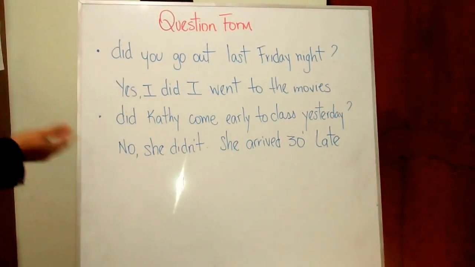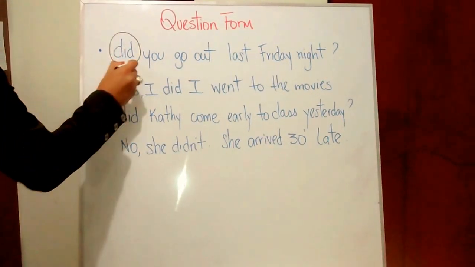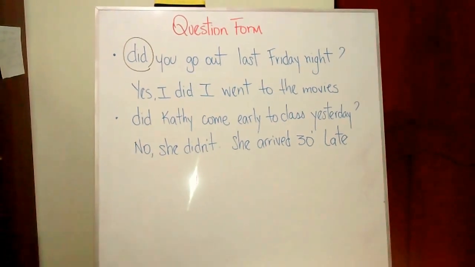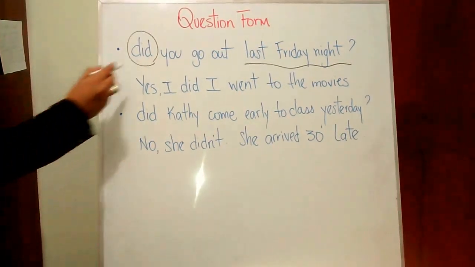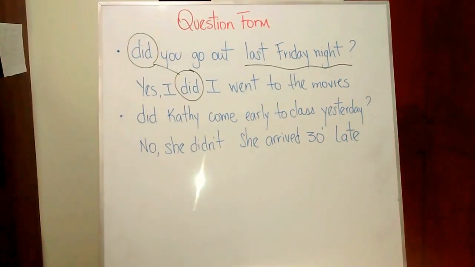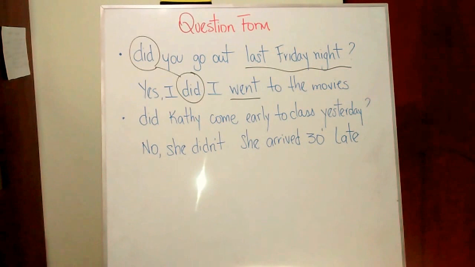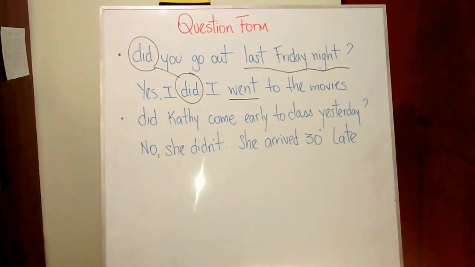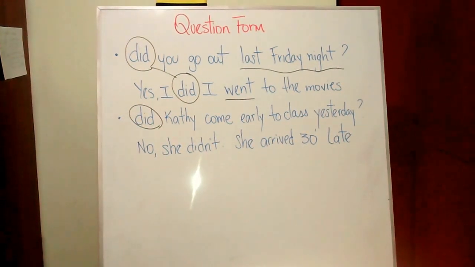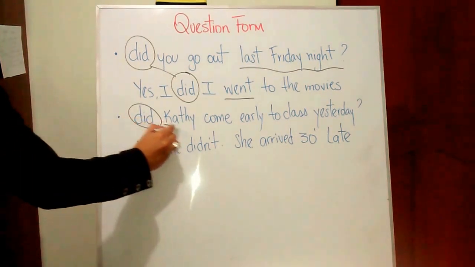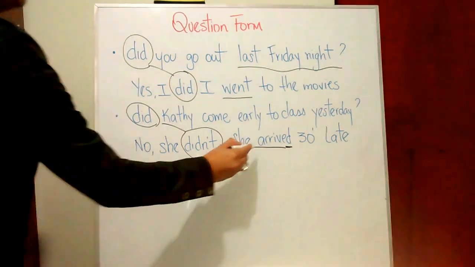Okay, now here we have a couple of examples of questions with did. Did you go out last Friday night? Yes, I did. I went to the movies. Did Kathy come early to class yesterday? No, she didn't. She arrived 30 minutes late.